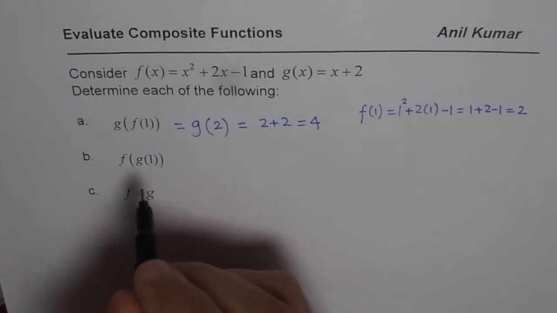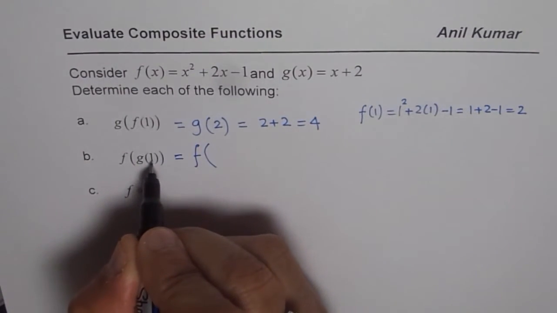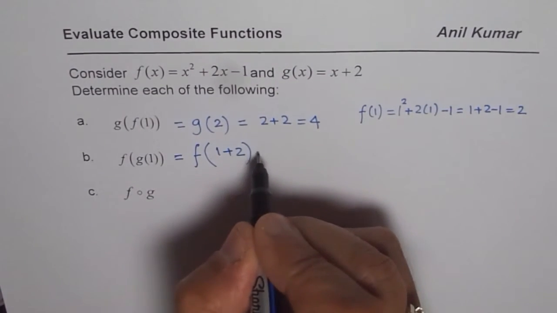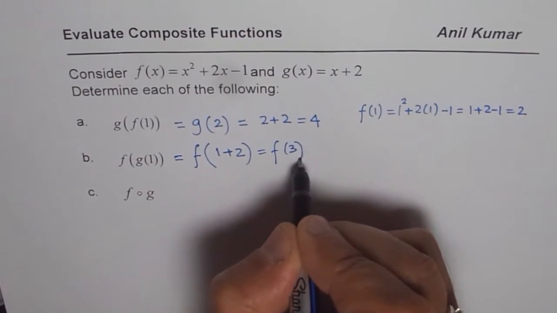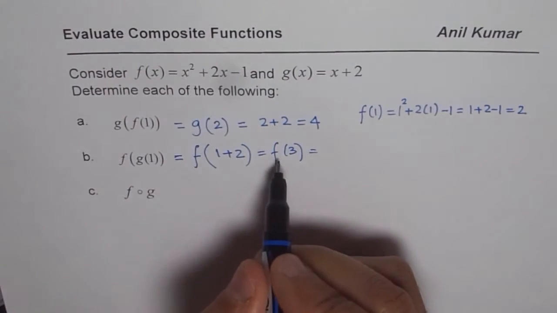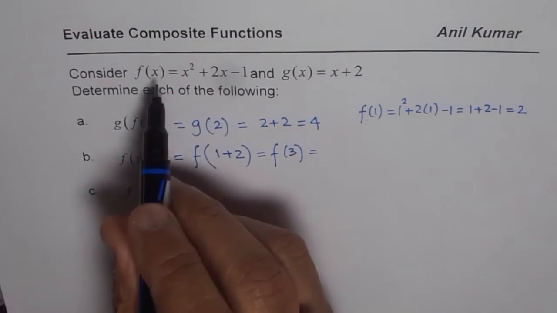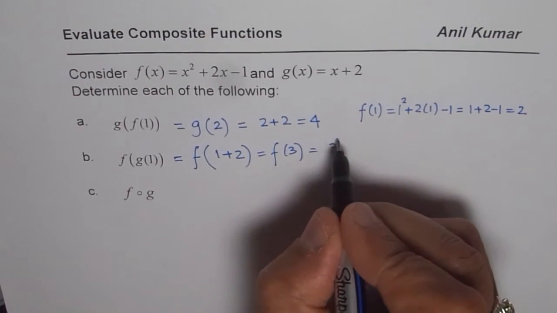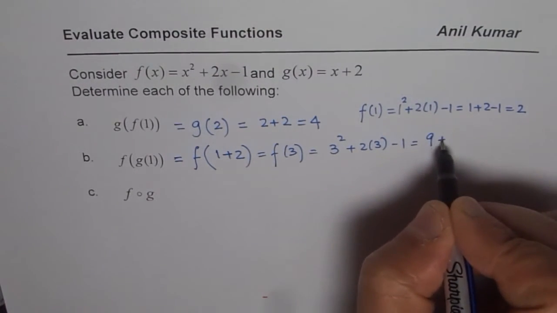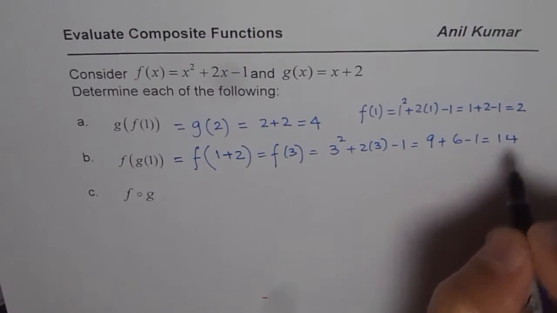Now here we have f of g of 1. So we can also write it like this: f of, let's do the inside function, g of 1. So we'll substitute 1 here. So we get 1 plus 2, right? That is f of 3. Now we can substitute 3 in f of x. So that is the range of g of x, right? And that becomes the domain for f of x. So substituting, we get 3 squared plus 2 times 3 minus 1, or 9 plus 6 minus 1, and that gives us 15 minus 1 as 14.